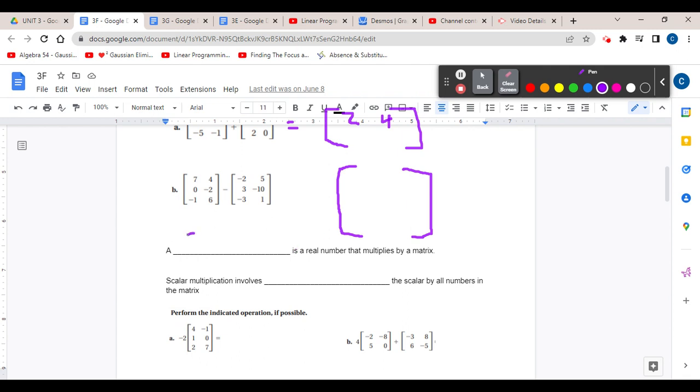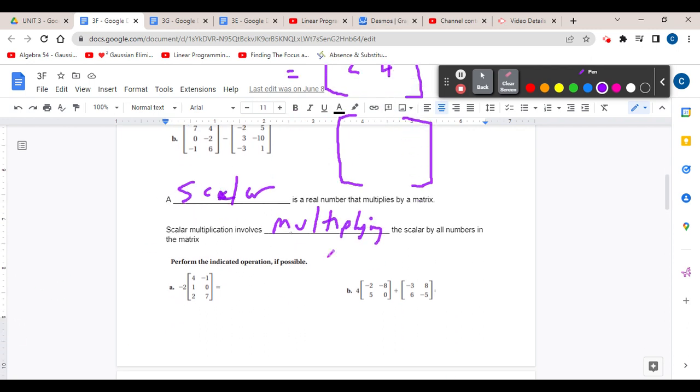A scalar is just a number that multiplies a matrix. Scalar multiplication involves distributing the scalar and multiplying it by all numbers in the matrix. So if we're looking at this here, we'll just multiply -2 by all these numbers, kind of like distribution, if you will. So multiply -2 through all those to get our new 3 by 2 matrix there.